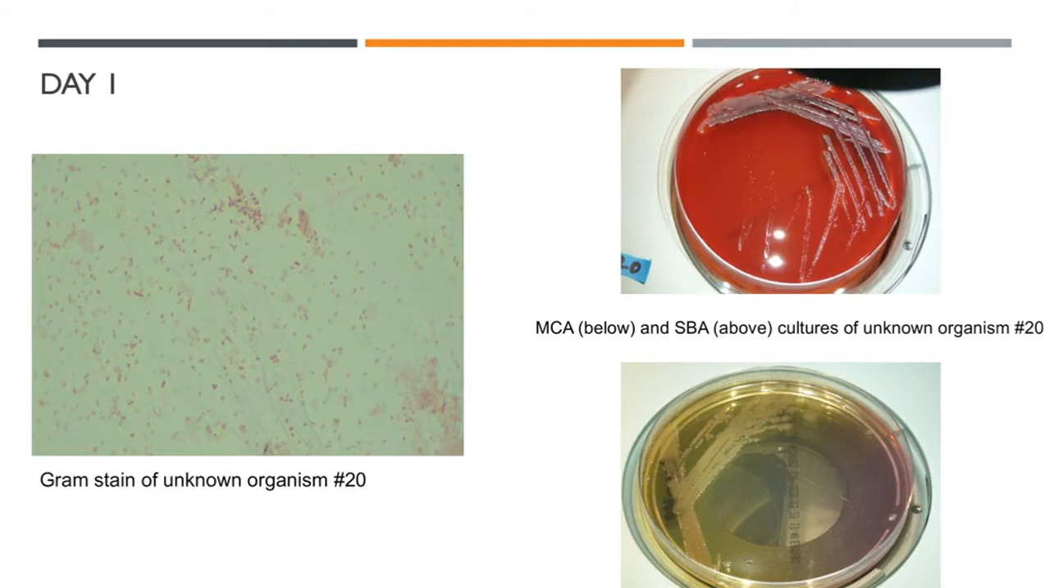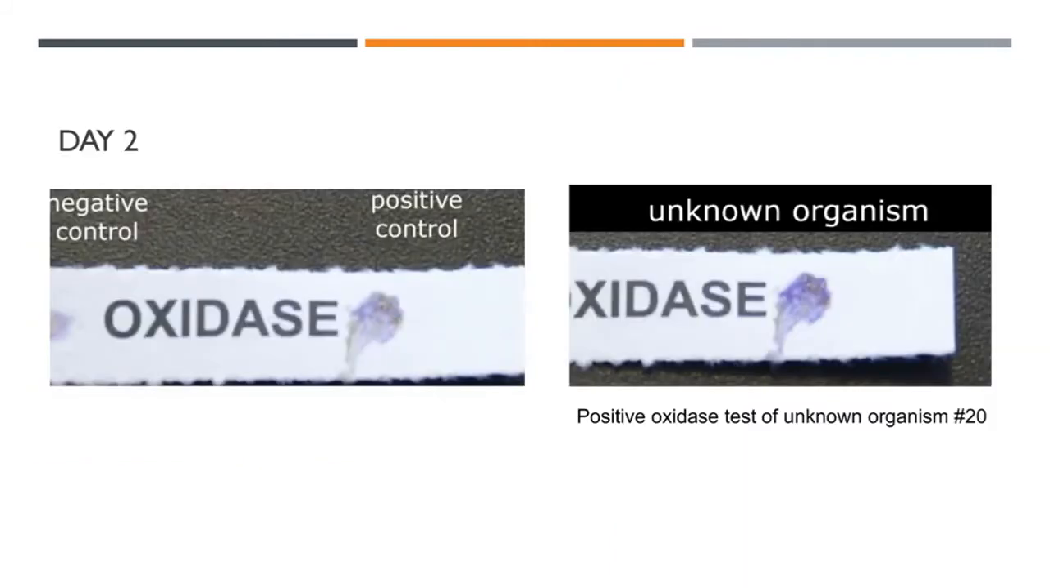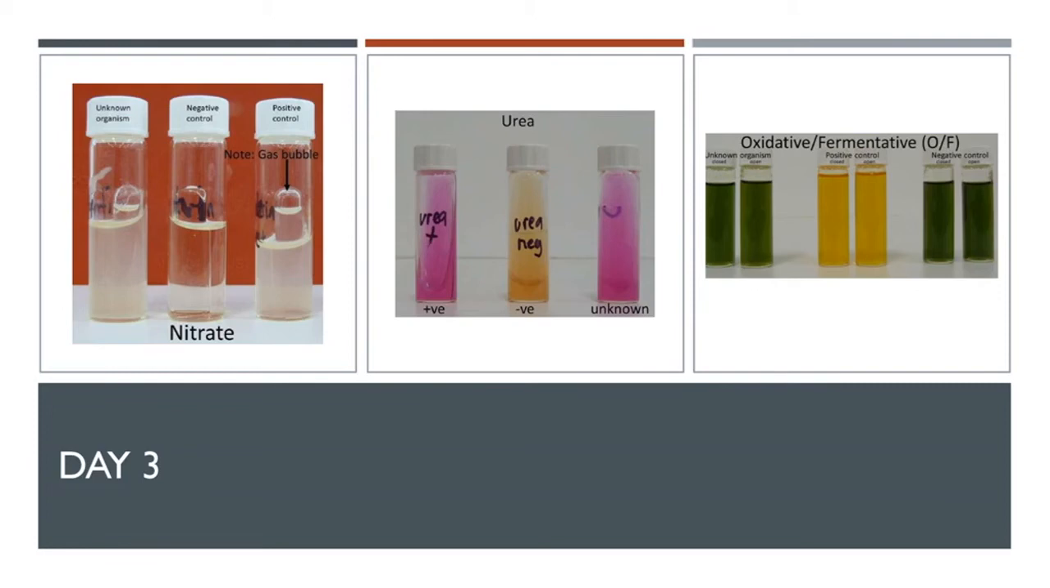So on day 1, we received our gram stain, which showed small gram-negative rods that were a bit coccobacillary, and we had lactose-negative growth on MacConkey agar and growth on blood agar in 48 hours with small, convex, smooth colonies. On day 2, we requested the oxidase test, which you can see turned out positive next to the control there. So on day 3, we requested a few tests.